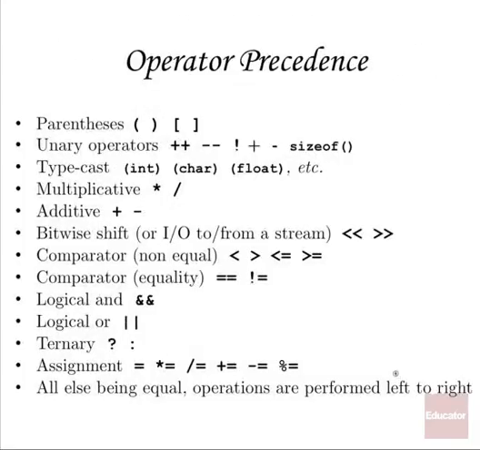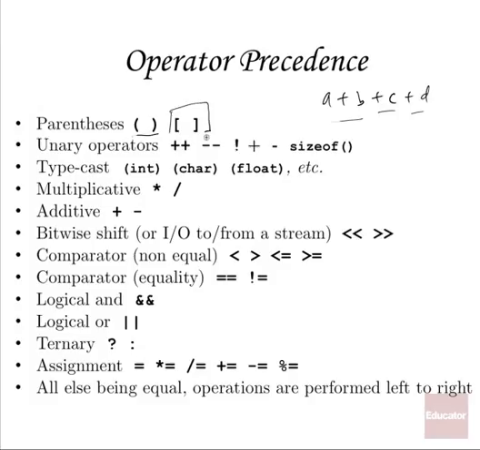Operator precedence. The different types of operators, normally it goes left to right. So if you say A plus B plus C plus D, it'll do A plus B first, it'll add C second, it'll add D third. But you can change the order. You can change the order with parentheses, or if it's inside of square brackets for indexing into an array.